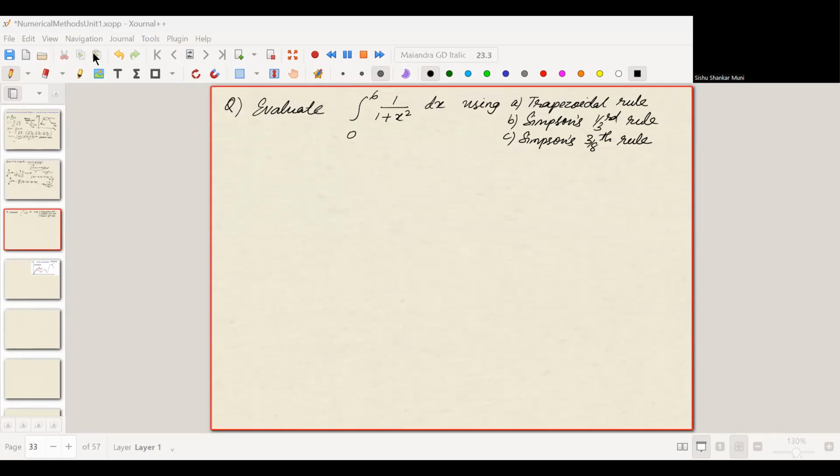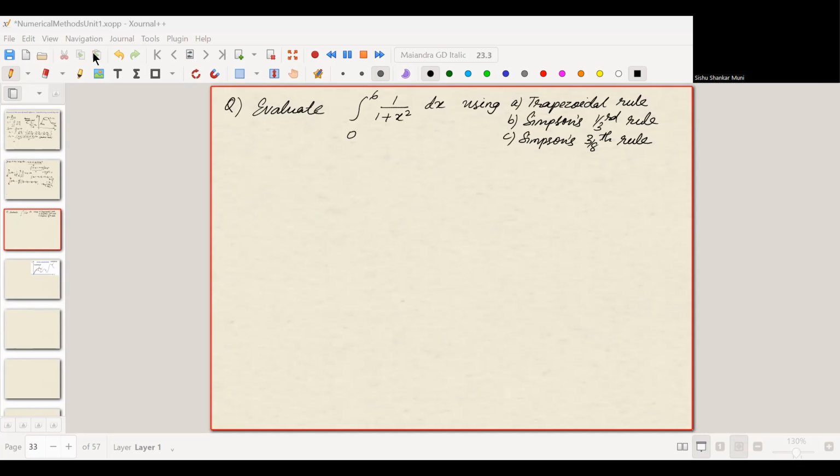So this is our question. This will be a problem. Evaluate the integral from 0 to 6 of 1 by 1 plus x square dx. I think you already know what the integration is. Anyone, what's the integration? d by dx of tan x, sec x? Anyway, this is just a well-known integration.